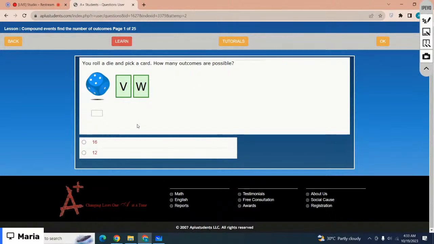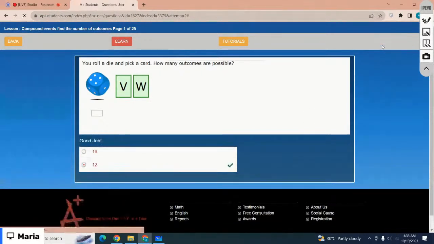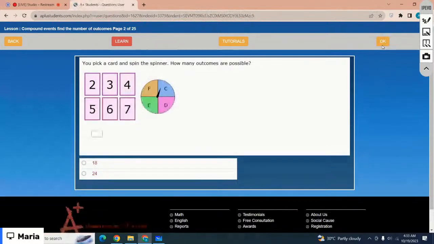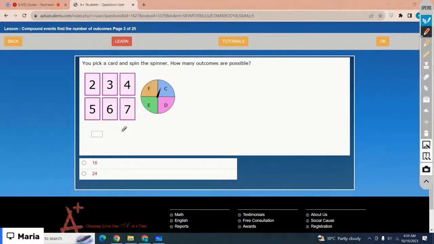Got it? Very good. Okay, you pick a card and spin the spinner. How many outcomes are possible? Which is the correct option? You have 6 outcomes for the card and 4 outcomes for the spinner. So the total outcomes are 24. The correct option is 24.